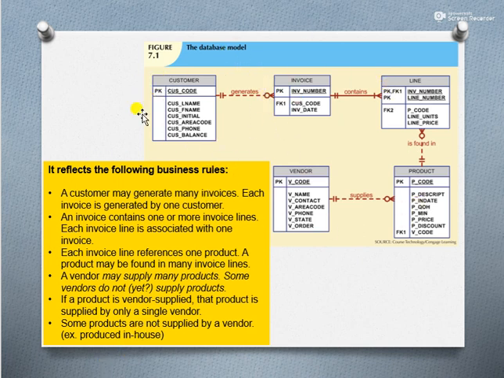These are the business rules, and this is the ER diagram which shows what is the relation of one entity to another. And I think we have already done this example several times, so all of you are familiar with it.